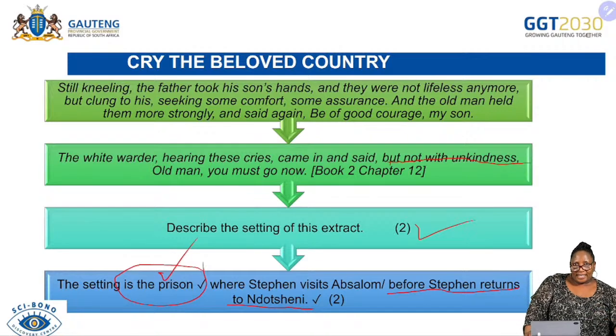I hope when you write your exam and you find the setting question, you are all going to ace it. Remember, it is the place and the time.